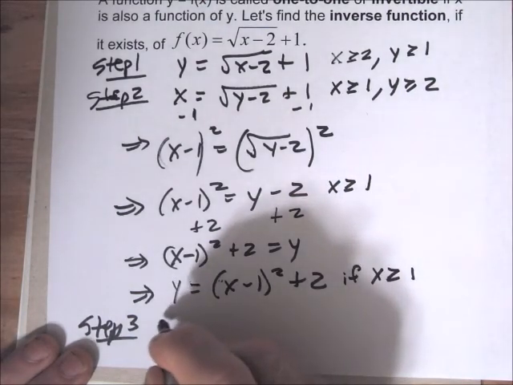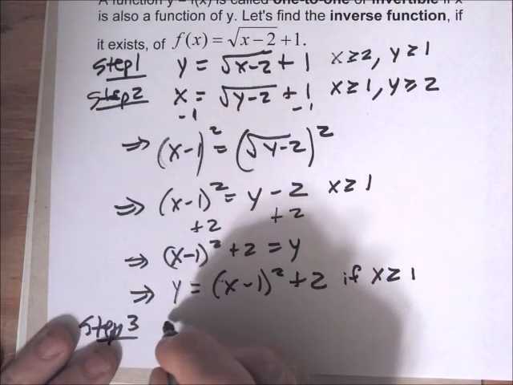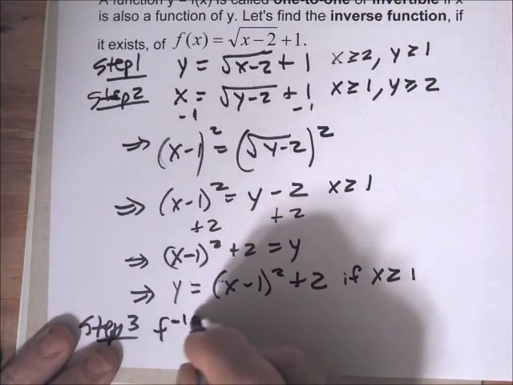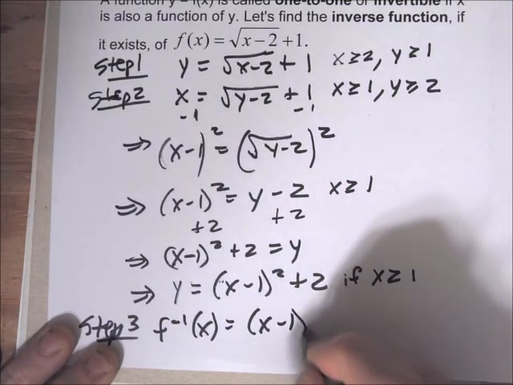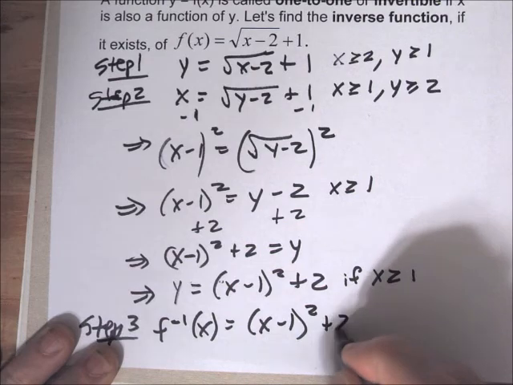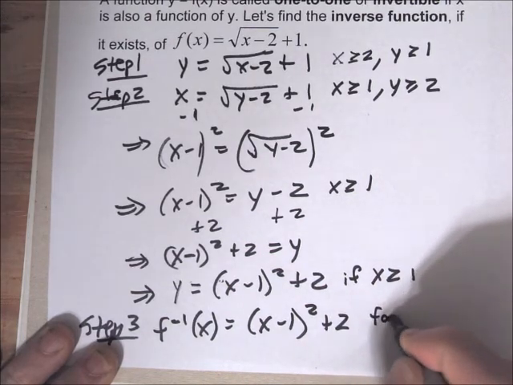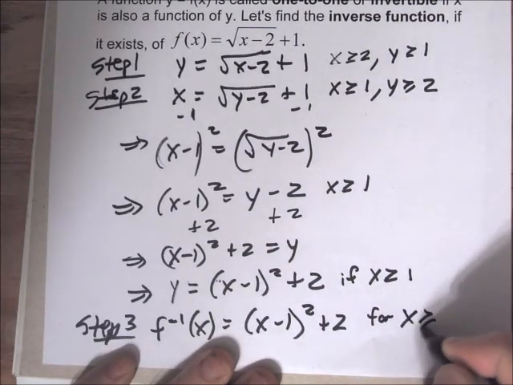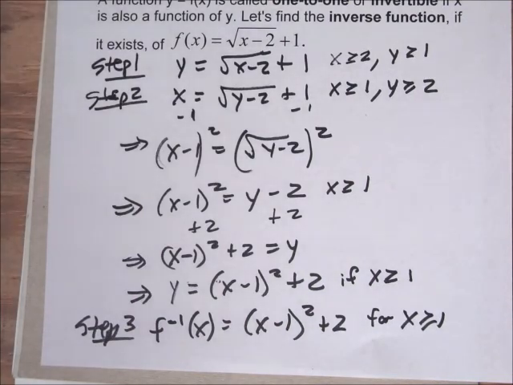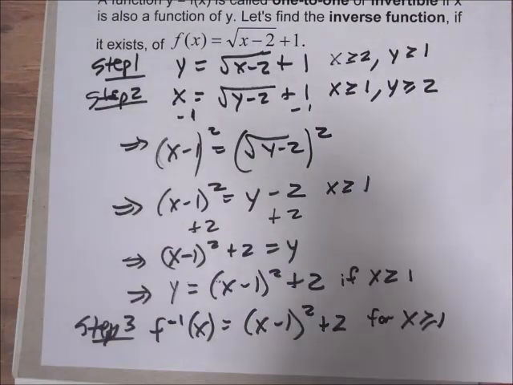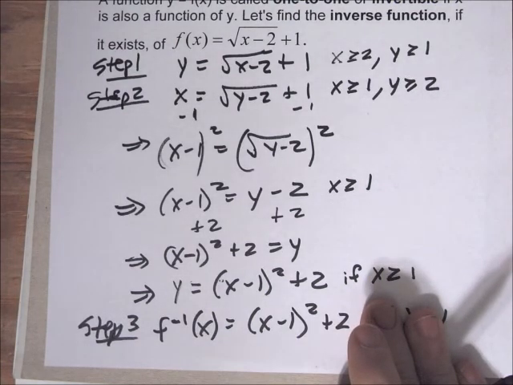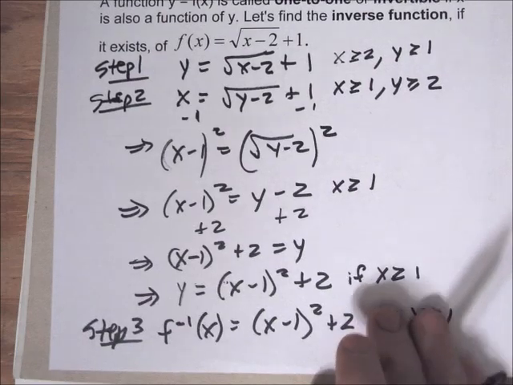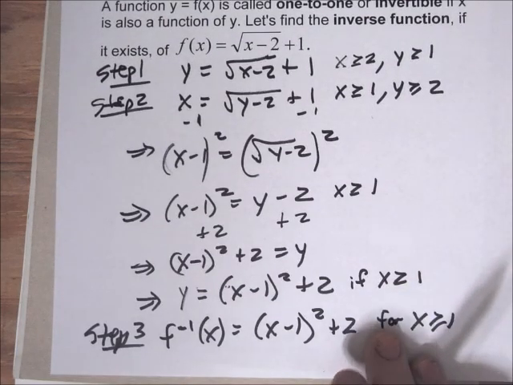So instead of y equals, we'll write f inverse of x equals, to emphasize that this is the inverse of the original function. And this formula only applies for x greater than or equal to 1. If we don't include that, then what we have here is actually not an invertible function. I mean, not a one-to-one function.